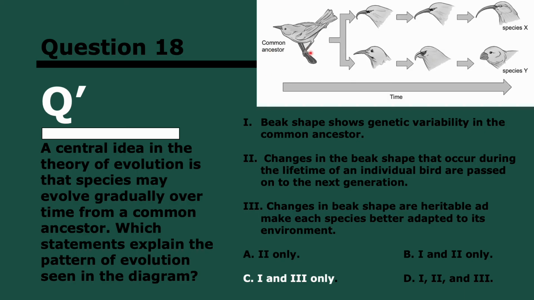humans' noses, right? Then 2, changes in the beak shape that occur during the lifetime of an individual bird are passed on to the next generation. Okay, the key here is that they occur during the lifetime of an individual bird. Remember, things that happen during your lifetime are not heritable, right? What's heritable is what's in your genes. If you scar yourself because you got injured, that's not going to be passed on to your offspring, right? So 2 is false. And then 3, changes in beak shape are heritable and make each species better adapted to its environment. Now, that is true. So the changes in the beak shape, the ones that are genetically encoded, do get passed on. So it's 1 and 3.